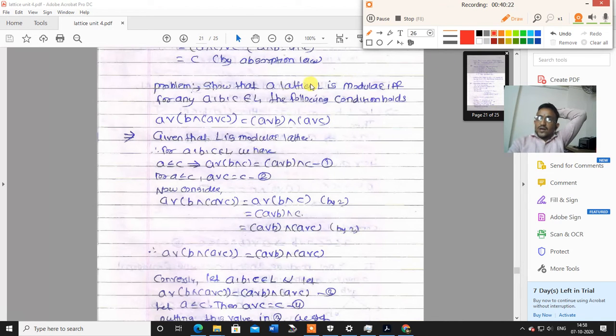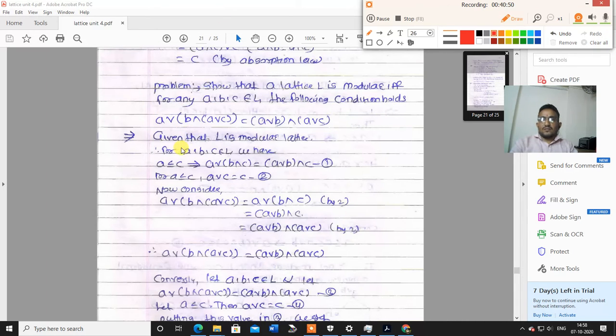Again we see a problem: show that a lattice L is modular if and only if, for any elements A, B, C in lattice L, the following condition holds. What is the condition here? A join B meet A join C is equal to A join B meet A join C. That means a lattice is modular if it satisfies this condition.